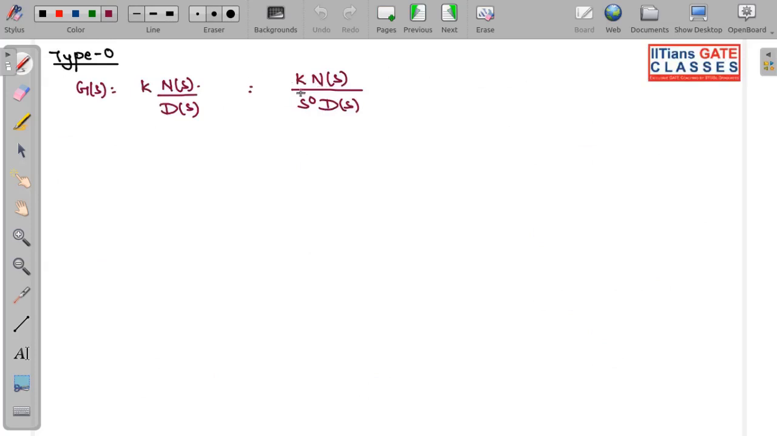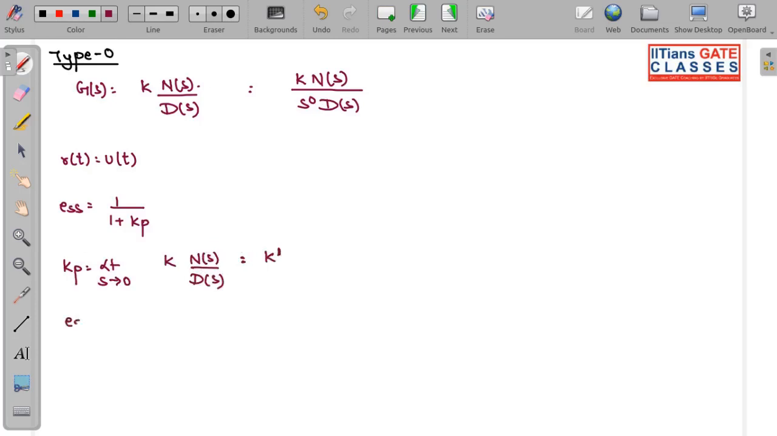If this is a type 0 system, when your input is u(t), the steady state error is equal to 1 by 1 plus Kp, where Kp is equal to limit s tends to 0 of G(s). So this will be K N(s) by D(s). Let me assume this will give you a finite value, so let us assume that is K dash. So ESS will come out to be 1 divided by K dash, which will be a finite value.